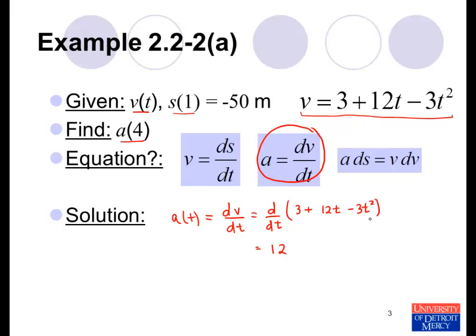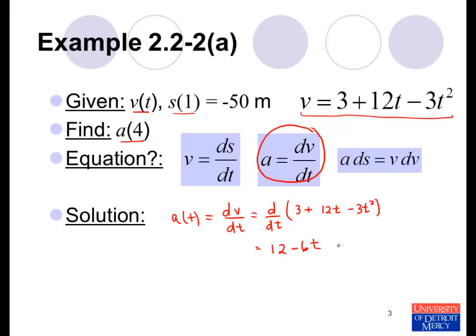And the derivative of minus 3t squared, when we have a polynomial like this, we bring down the exponent. So we have minus 3 multiplying 2, which gives us minus 6, and then we subtract 1 off the exponent. So 2 minus 1 is just 1. And so that gives us our expression for acceleration.